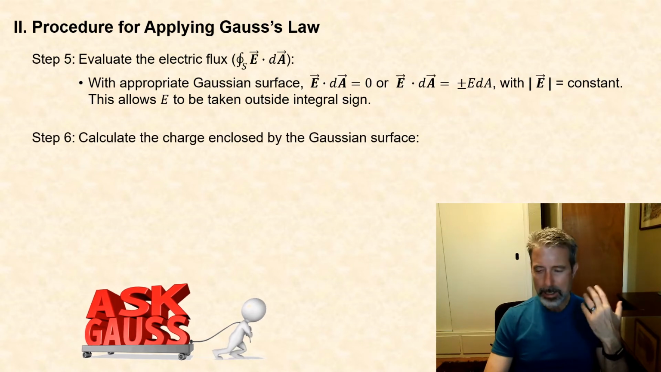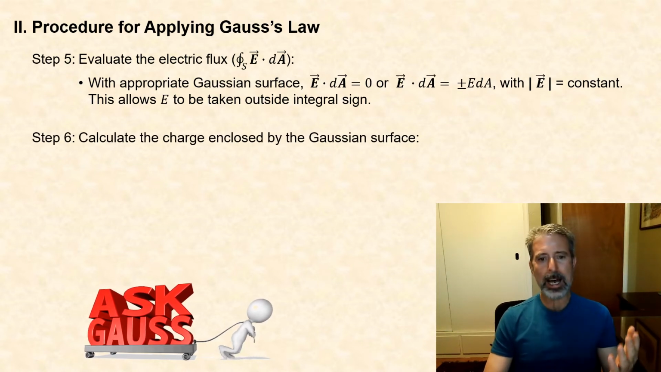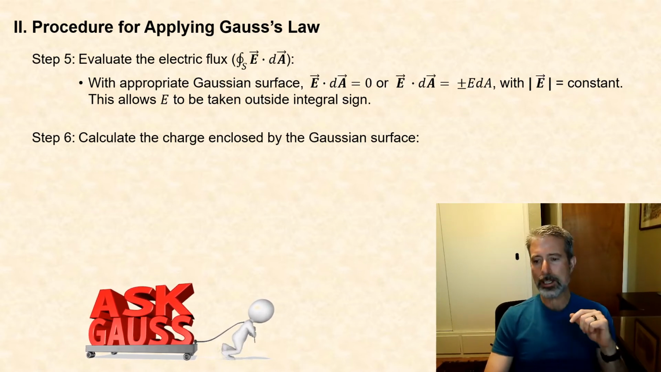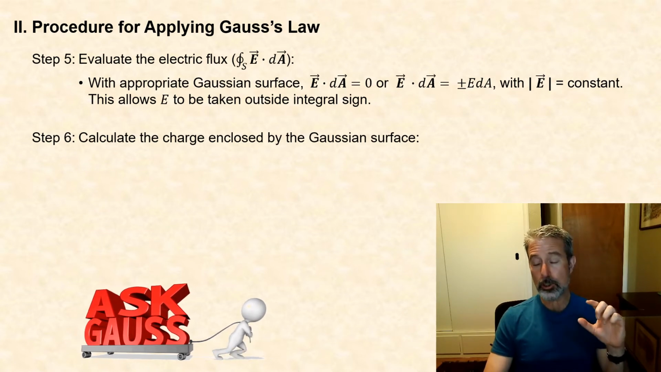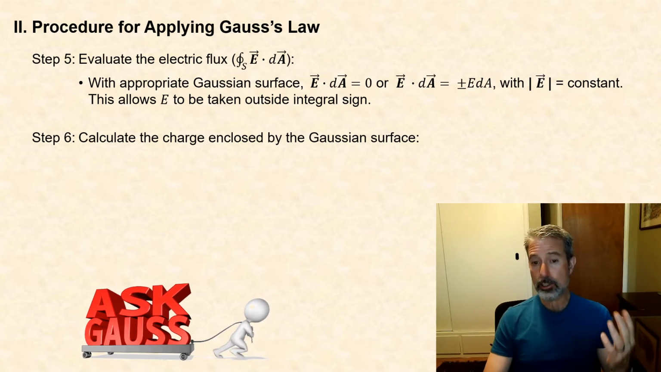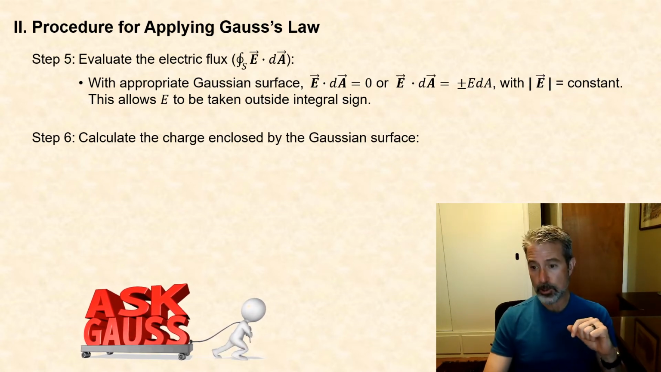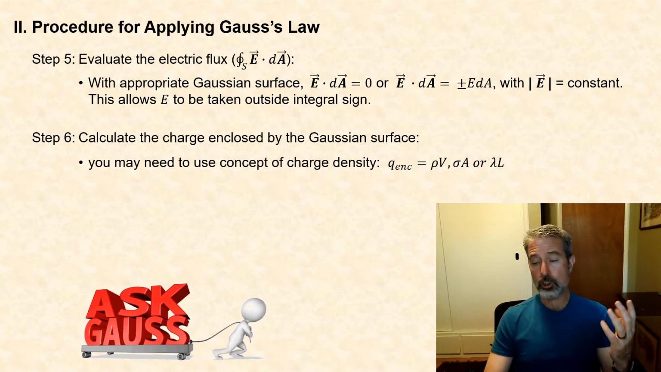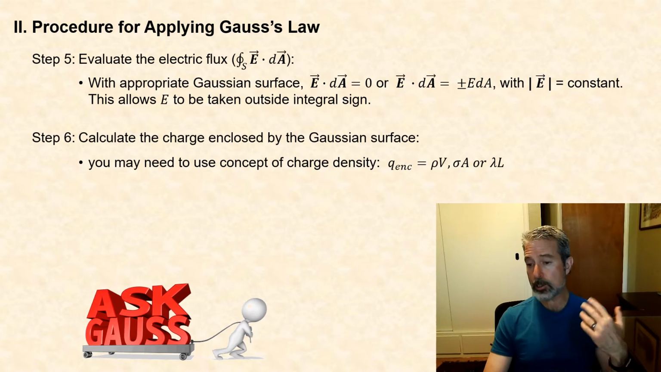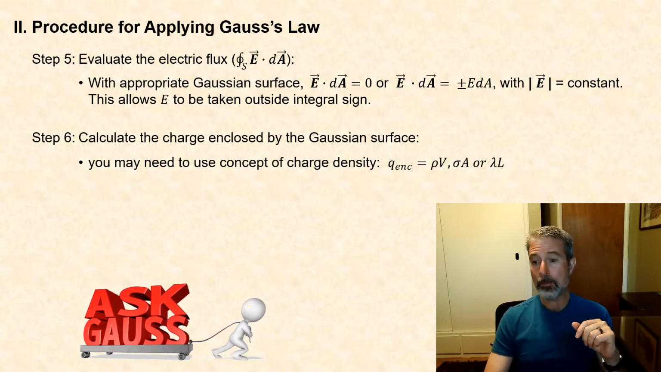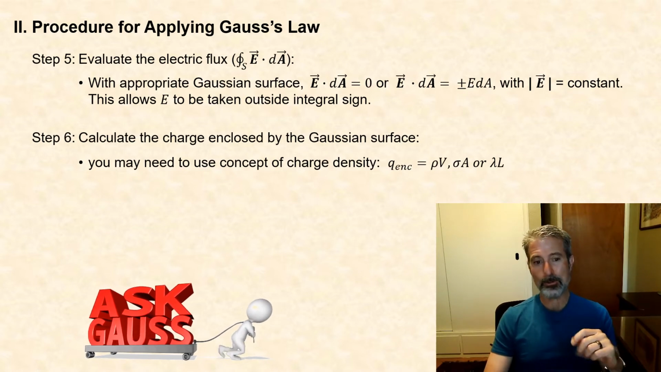Okay, and once you've done that, you can do this for each piece of the surface. You've evaluated the electric flux for each piece, so you know the total, or net, electric flux. You now can calculate the charge enclosed by the Gaussian surface. And I just want to point out here that very often the charge enclosed may be a point charge, in which case there's nothing to this. It's obvious. There may be no charge enclosed by your Gaussian surface.